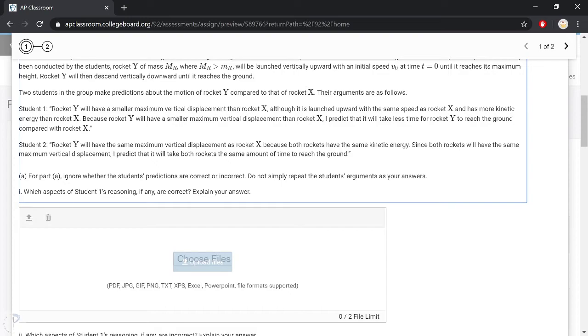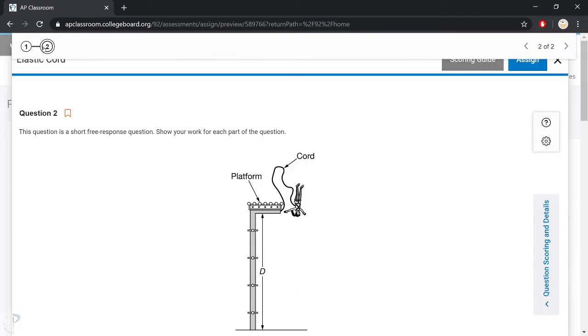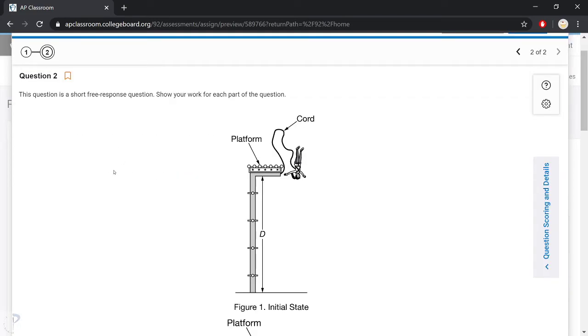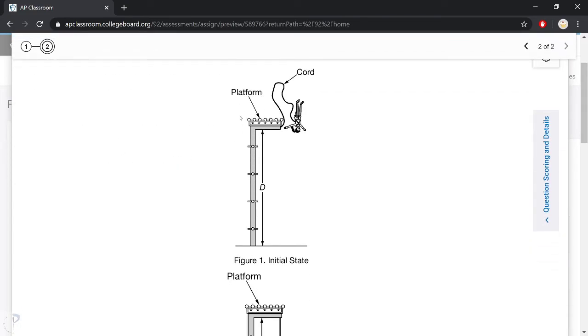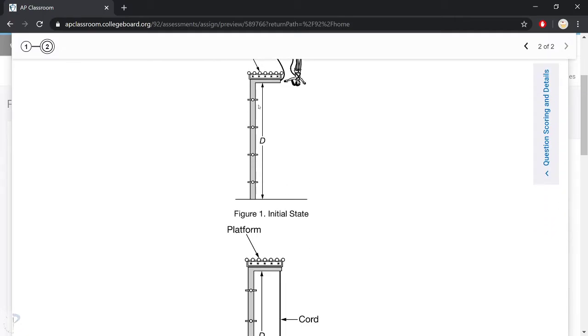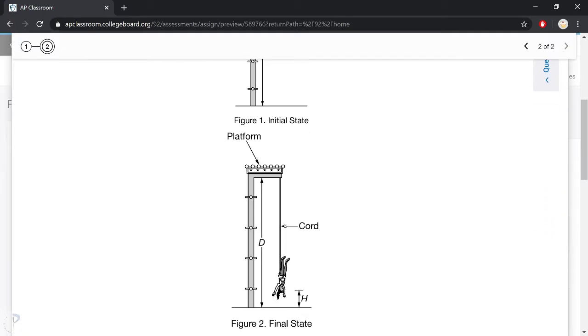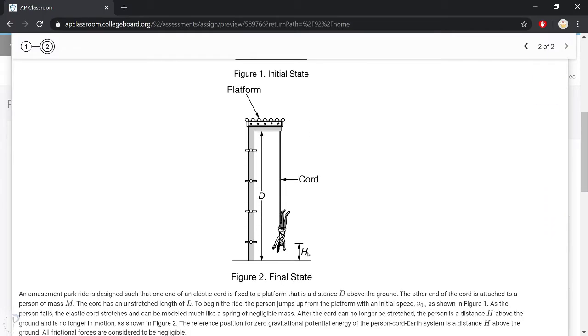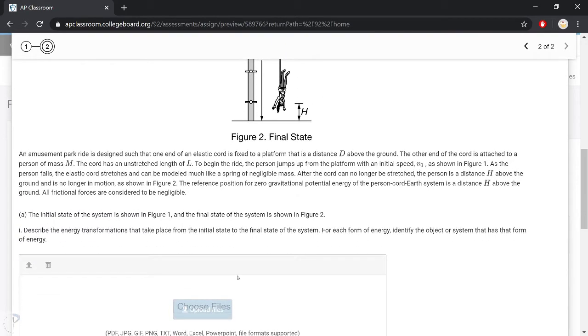All right, is that it? No, there's one more. The question is a short one. Okay, that's good. We're going bungee jumping. Platform, cord, we're falling upside down. Distance is d, and then we stretch it out, and then h.